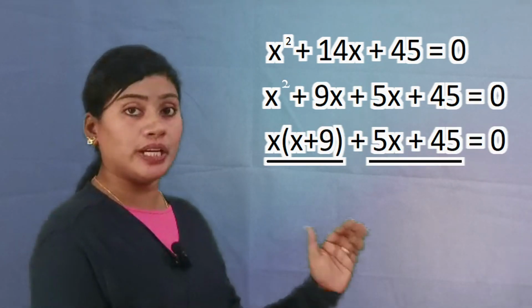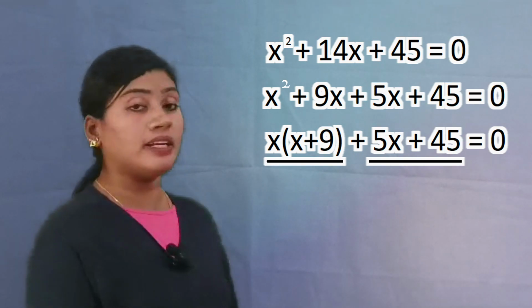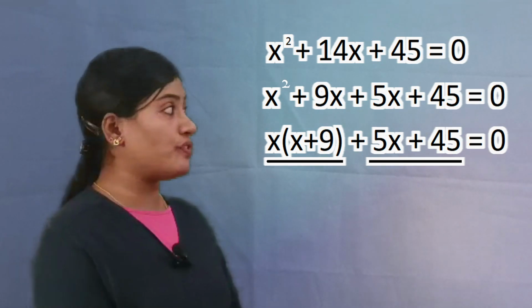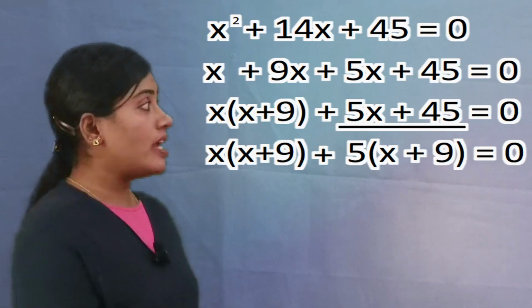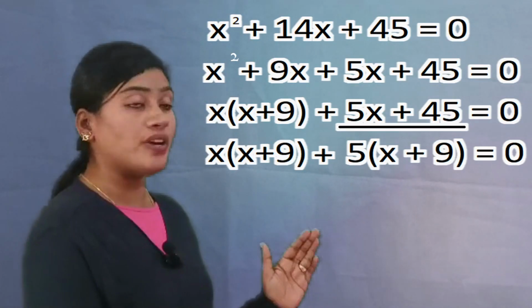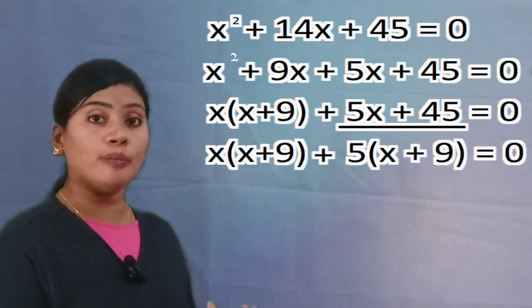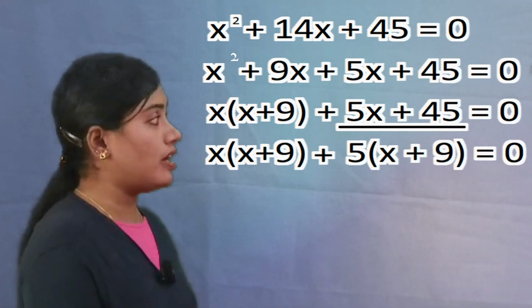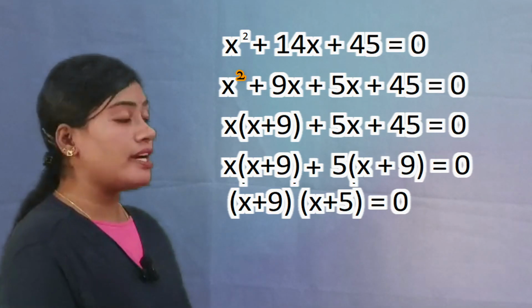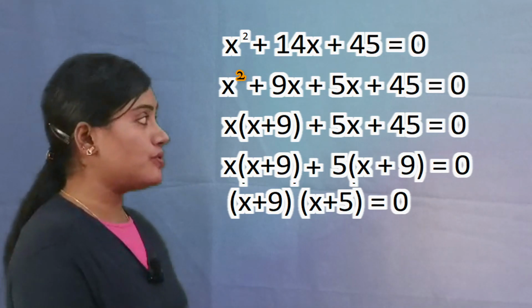Consider the last two terms. We can take out their greatest common factor, which is 5. So the equation becomes x into x plus 9 plus 5 into x plus 9 is equal to 0. x plus 9 is common there, so we can take it out. So x plus 9 into x plus 5 is equal to 0.